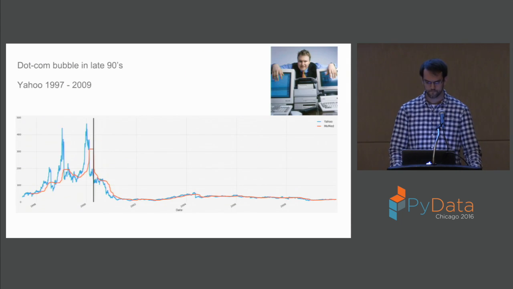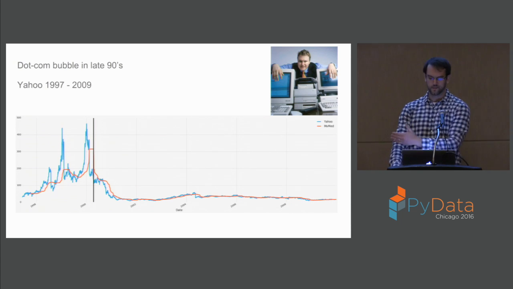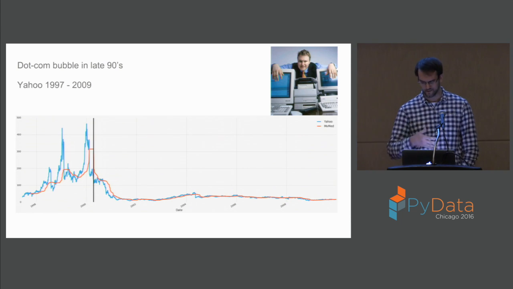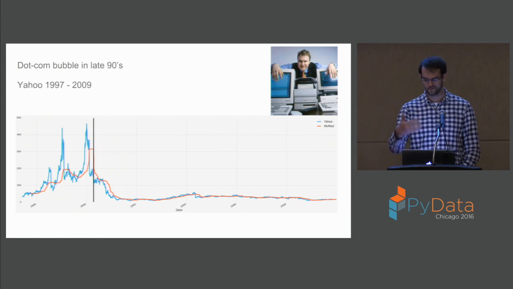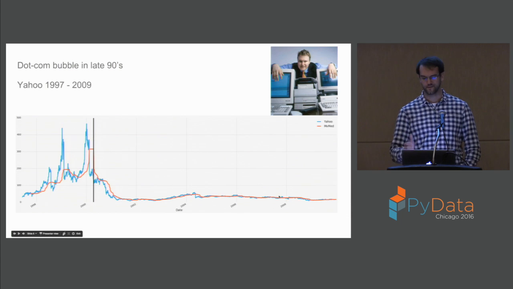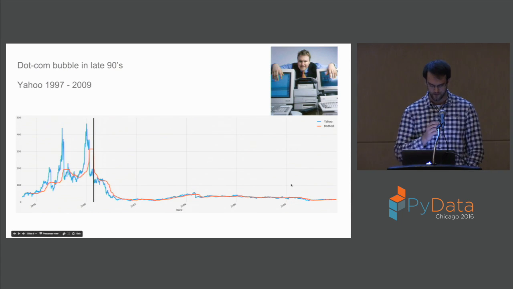So next example, the dot-com bubble, late 90s. This is a graph of Yahoo stock from 97 to 2009. I made such a wide tail to the right because I just think it's fascinating to look at things like this. Over here, 2008, that's what we just saw. That's the economic recession, and the dot-com bubble was so much bigger. It's crazy.